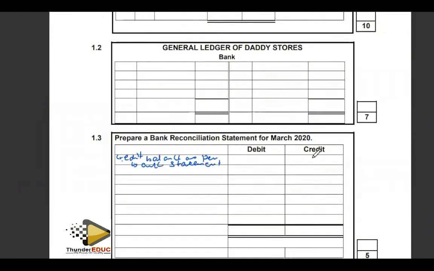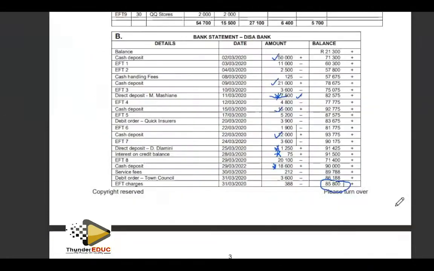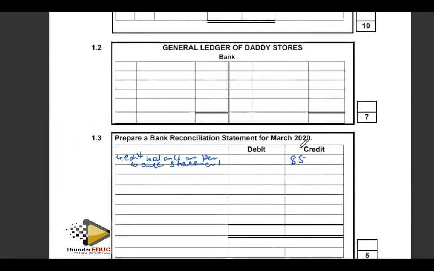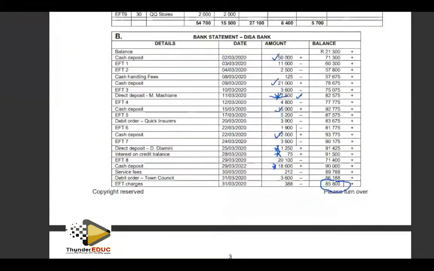So it's a credit balance, so I'm going to write it as 85,800. Okay. That is what I'm going to start with here. Then I'm going to go and look for that item. Let's come here. You see there is that item which we never recorded here.